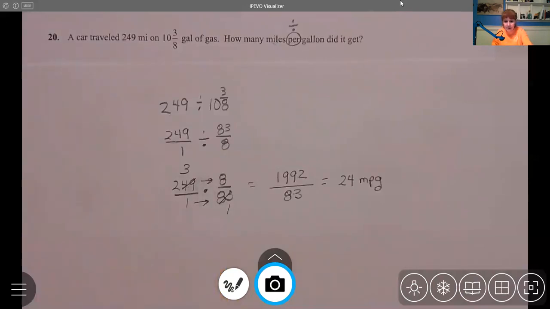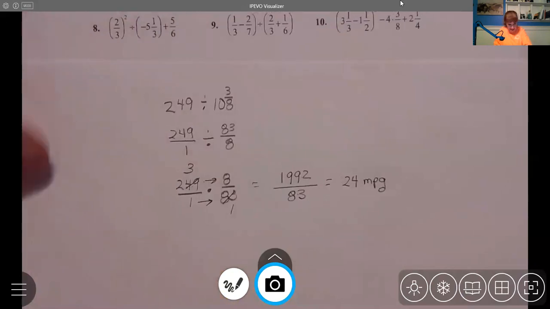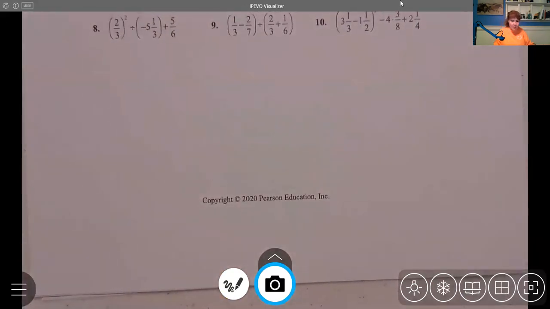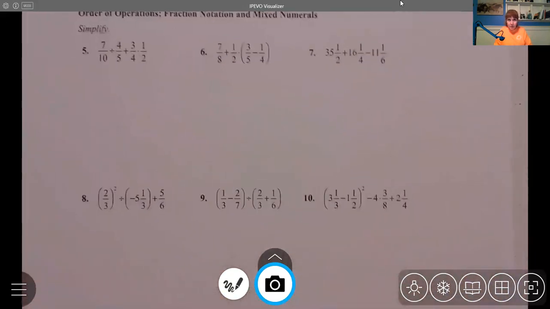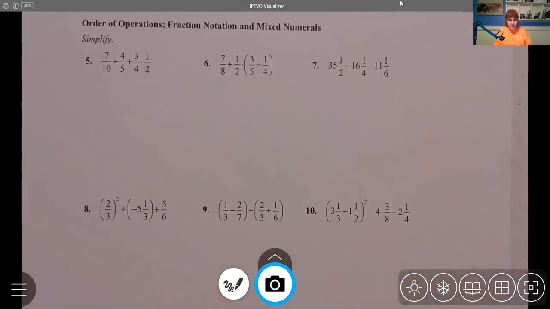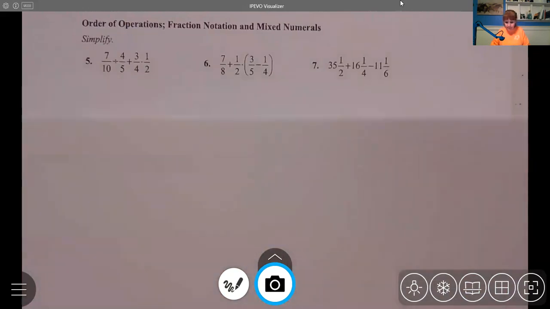All righty, that does it for 4.7. We're now going to look at 4.8. Now in 4.8, we're back to practicing the PEMDAS. So here we have some PEMDAS type problems just with fractions. Let's look at this number 5.